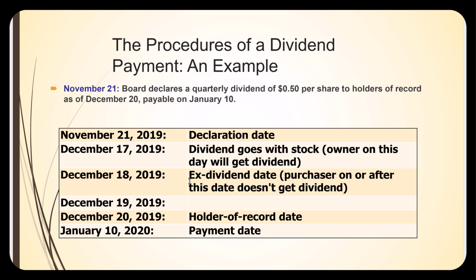So what happens? On this ex-dividend date, we're going to see that the stock price will fall by the value of the dividend. So if it's a 20-cent dividend, the value of your stock on December 18th, when you sell it, is 20 cents less than what it was yesterday. So now that other person, they get the lower price plus they get the dividend, so they get the market value of the stock. Then, of course, on January 10th, the dividend is actually paid.